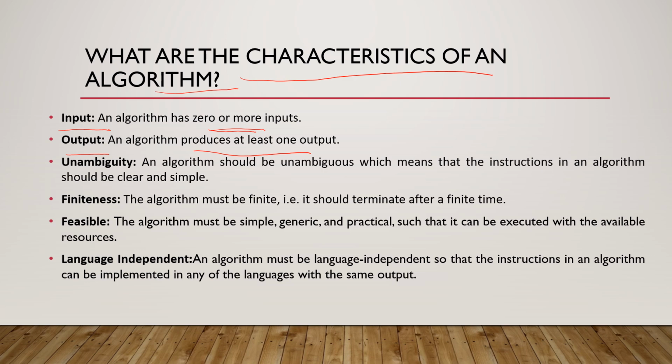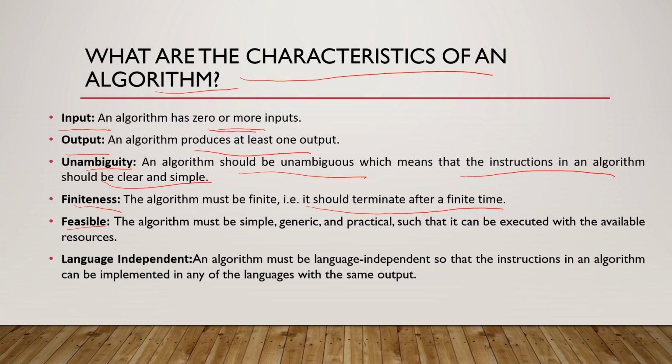Next is unambiguity. An algorithm should be unambiguous, which means that the instructions in an algorithm should be clear and simple. Next is finiteness. An algorithm should have finiteness, which means that the algorithm should contain a limited number of instructions. That is, the instructions should terminate after a finite time.